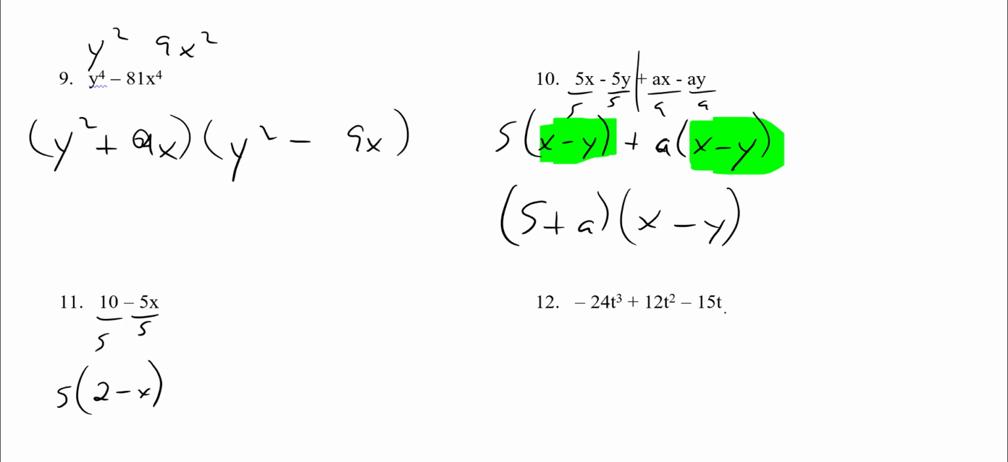Okay, this one is the greatest common factor, and you have a 24, 12, and a 15. So the biggest number that goes to it is actually 3t, because that's my smallest exponent for that. So I'm going to take out a negative 3t, because it starts out with negative. Okay, so we get 8t squared minus 4t plus 5.